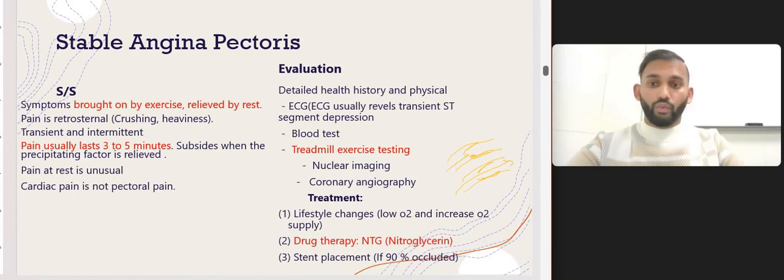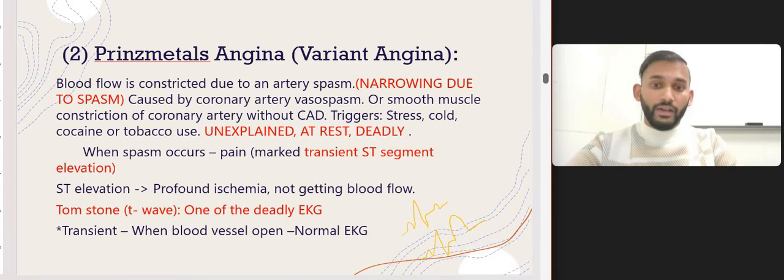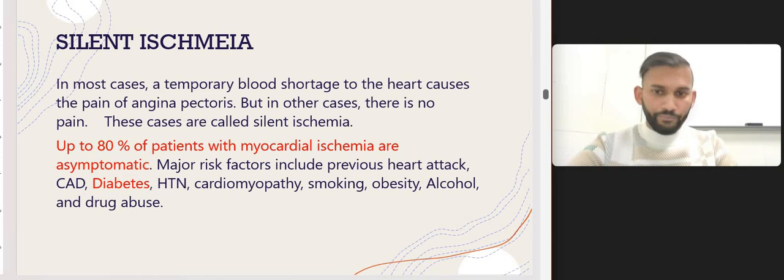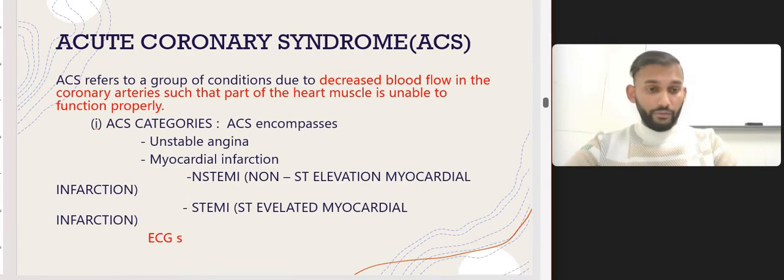Stable is with the exercise, relieved by rest, lasts for 3 to 5 minutes. We do the treadmill exercise test to check for that. Drug therapy includes the nitroglycerin. Prinzmetal is narrowing due to the spasm, unexplained, happens at rest during the REM sleep cycle. You will see the ST elevation or tombstone T wave. Silent ischemia is mostly associated with diabetes. 80% of the time they will have no signs and symptoms. They will be asymptomatic. And that was everything about some of the basic ideas about the coronary syndrome.